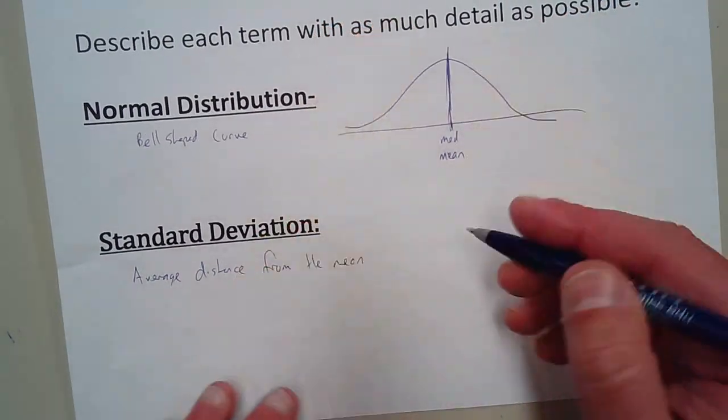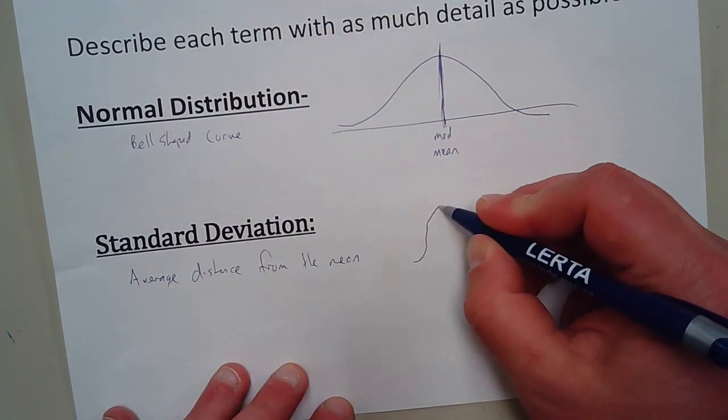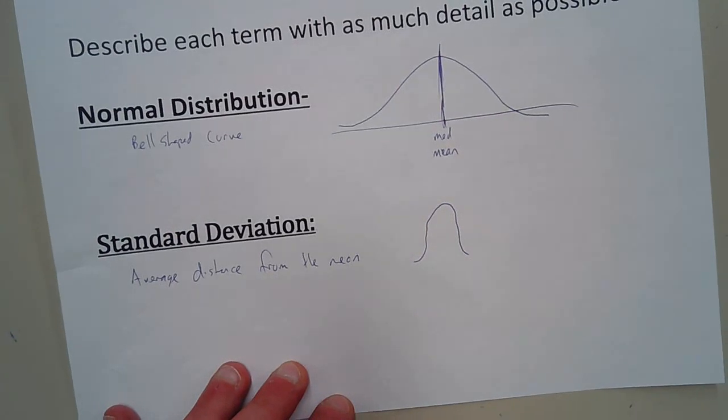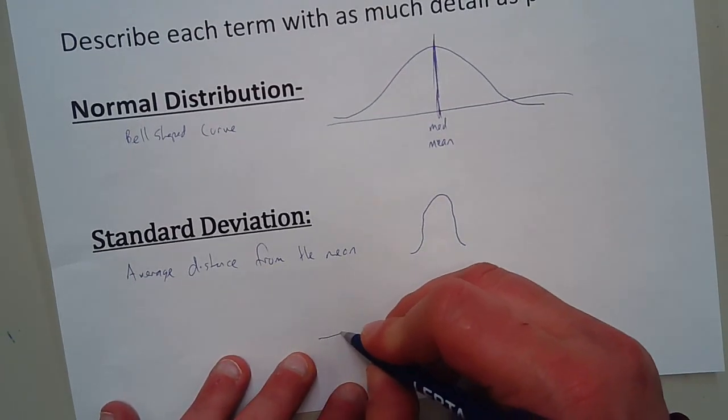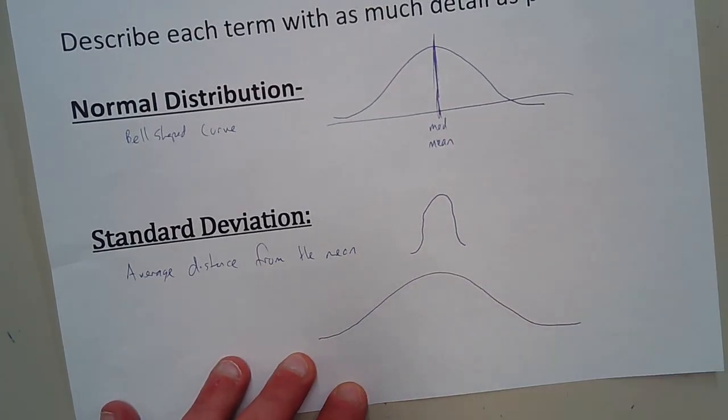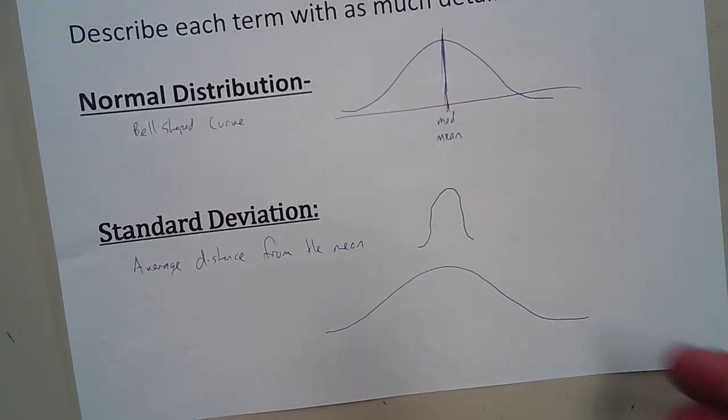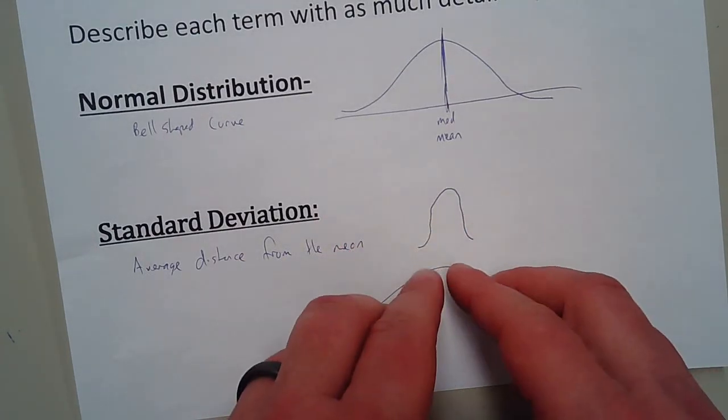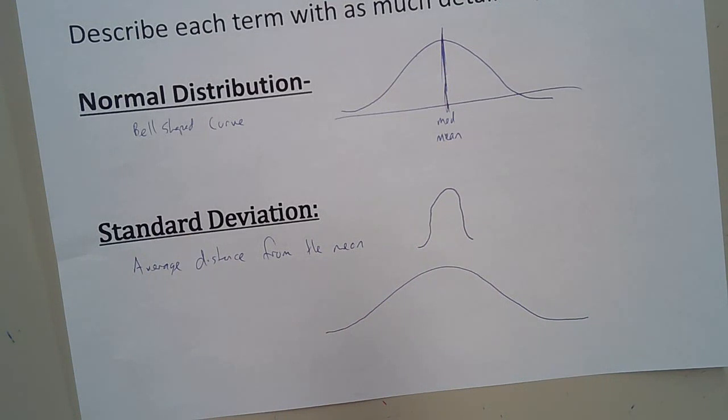And so the way this works is as the standard deviation gets smaller, so a small standard deviation means the data is going to be clumped together. So a really small standard deviation is probably going to have more of this shape. A really big standard deviation might have more of this shape. And they both can be normal. It's just a matter of how tightly clumped or how more spread out the data might be.